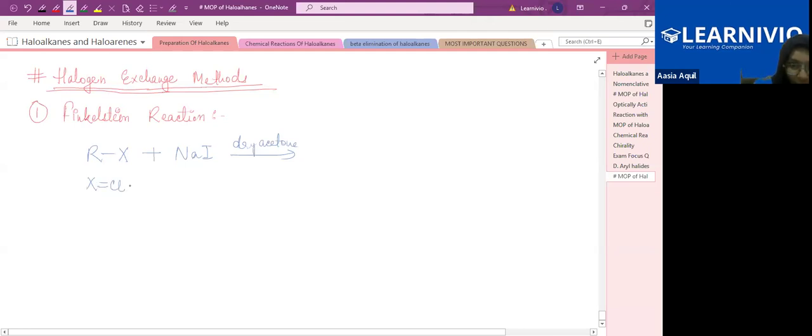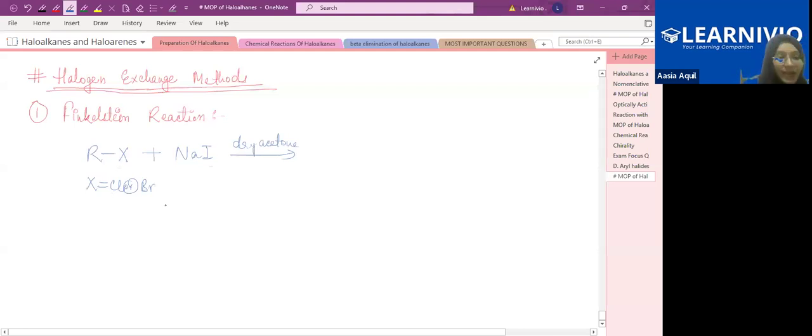bromine. What can you take? Either chlorine or bromine. You can't take fluorine or iodine, because iodine is also in the reagent, right? And fluorine is the most electronegative. So due to the most electronegativity, you will not take fluorine over here, right? So RX could be either chlorine or bromine.